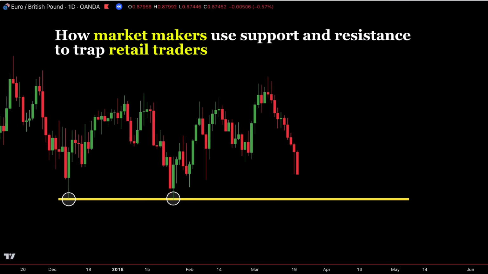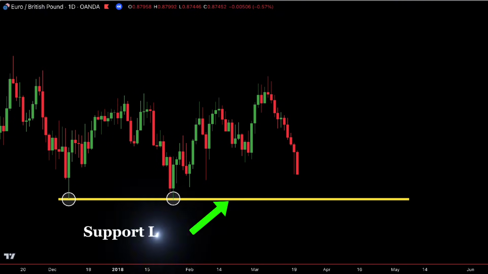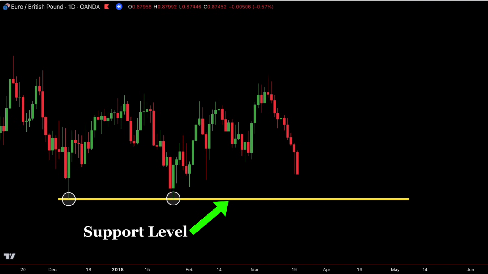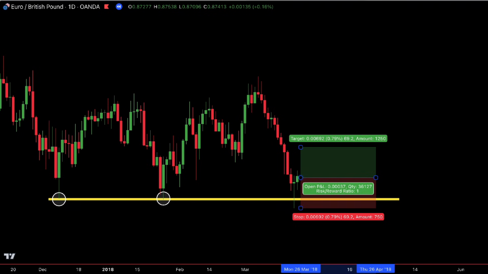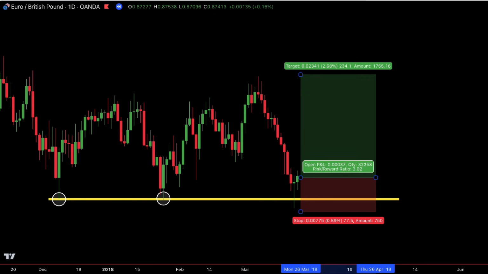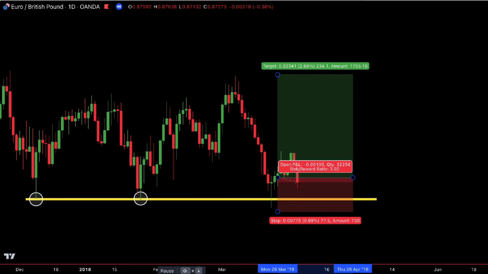Now let me show you exactly how market makers use support and resistance levels to trap retail traders and take their money. You spot a support level where the price has bounced several times. It looks reliable, so you think, this level has held before, it's safe to buy here. As the price approaches the support again, you place your trade and set your stop loss just below the level, confident it's protected. But here's what really happens. Market makers see your support level as an opportunity.